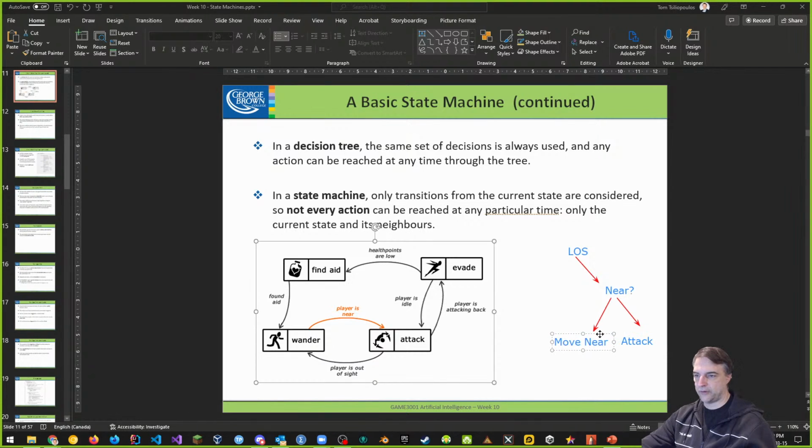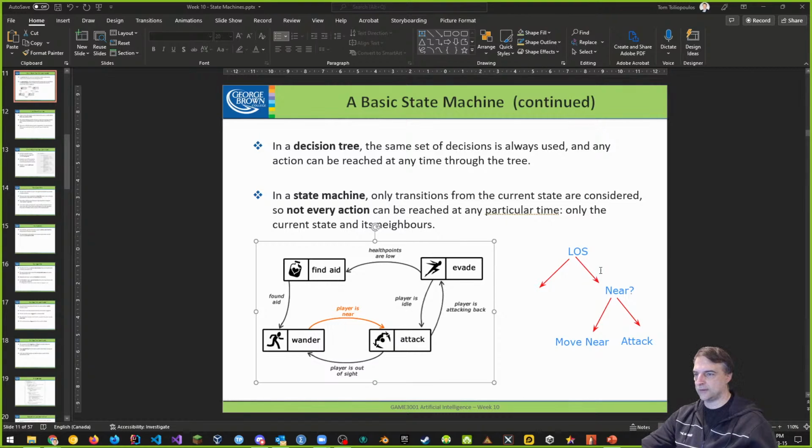Okay, just follow me here for a second, guys. So I'll move near. That's an action. Now what if I don't have line of sight? Well, if I don't have line of sight, then I'm going to patrol, because I've never detected the player, as an example. So if I haven't detected the player, and I don't have line of sight, what's my health like? Maybe that is the next thing I want to check. Are my health points low?